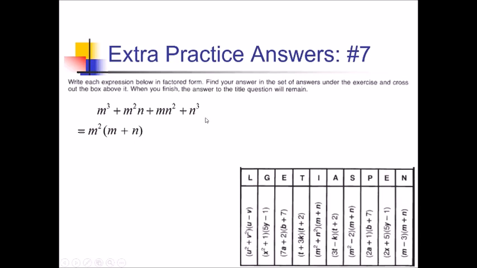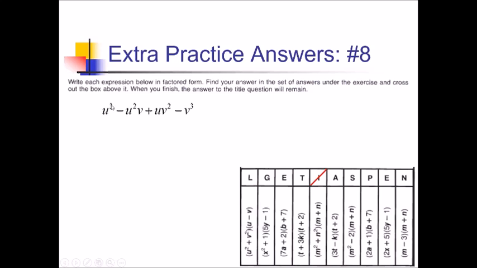Looking at my last 2 terms, I can pull an n squared out of both of those. So that leaves me with an m and a plus n again. So then m plus n, that's the common factor I can pull out of everything. And m squared plus n squared is the other factor. So that's going to be this one right here. Let's cross off the I.